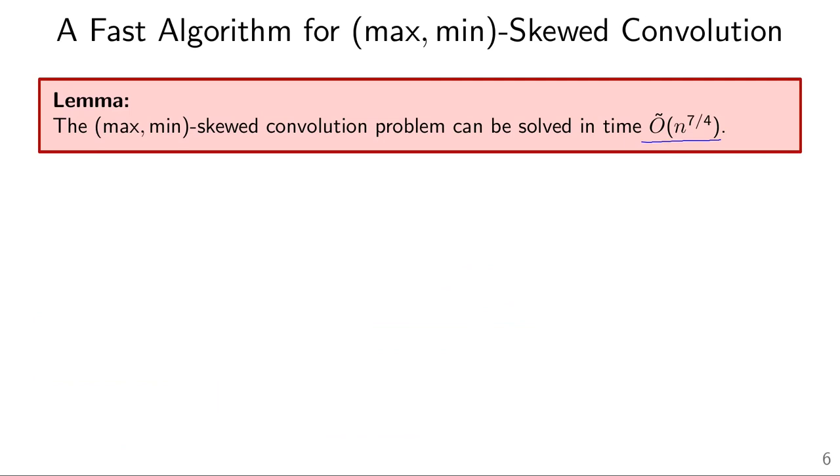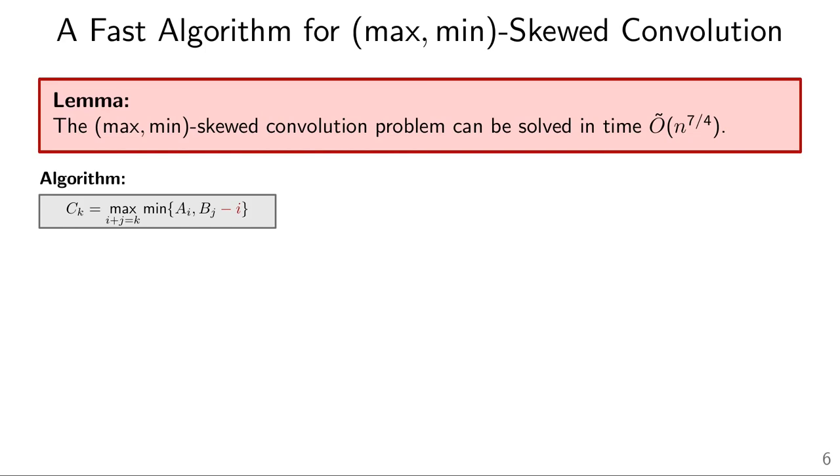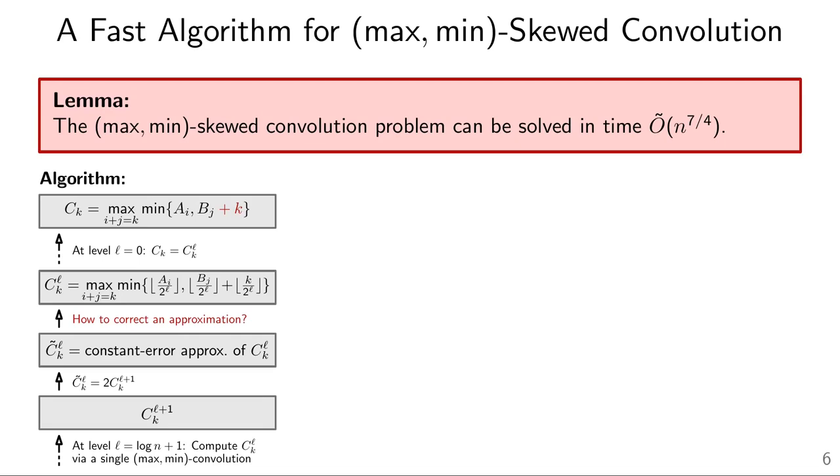For the algorithm, we'd like to compute this quantity here, the vector c, where in each coordinate ck we have this expression. But it's the same to compute this expression where we have plus k here instead of minus i. This is just a minor step by rewriting these vectors a and b in some way. This is the algorithm. We have roughly log n many levels, where on the lth level we compute this vector, which is slightly different from the one we'd like to compute, because instead of taking ai, bj, and k, we take versions where we divide these quantities by 2 to the l and round down. Of course, at the 0th level, these vectors are just the same. So if we can compute this value on the 0th level, then we're done.